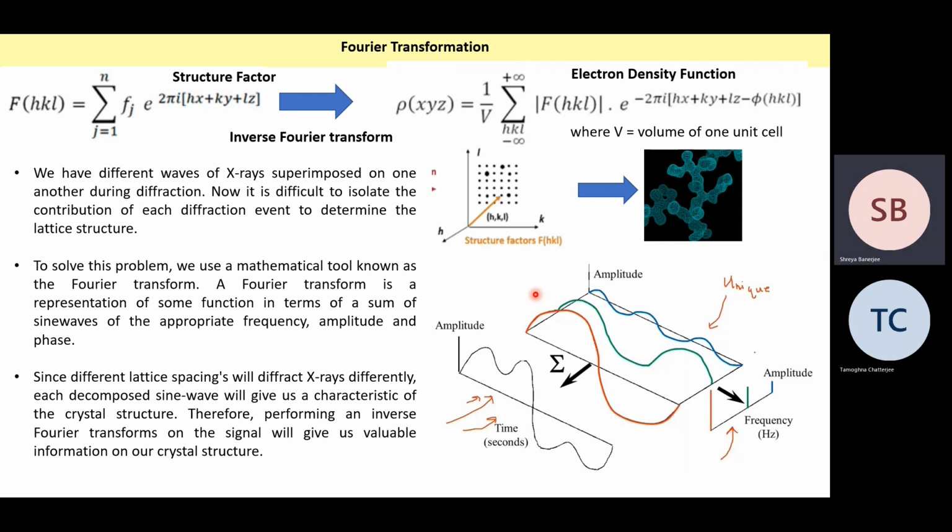So if you can decompose this, then you will find the contribution of each atom, and you will be able to find this electron density. Since different lattice spacings will diffract X-rays differently, each decomposed sine wave will give us a characteristic of the crystal structure. So performing this inverse Fourier transformation will give us valuable information on the crystal structure.